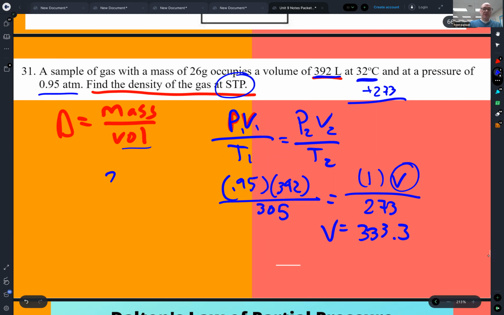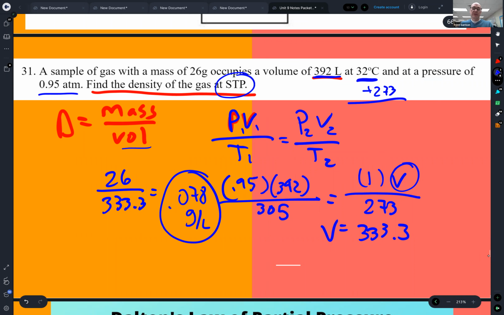So I've got a mass of 26 and I have a volume of 333.3. We will figure out what this density is, and we would get 0.078 grams per liter. Now, generally, density is in grams per milliliter or something like that. So since they didn't tell us, we're just going to leave it at grams per liter, and that will be our density.